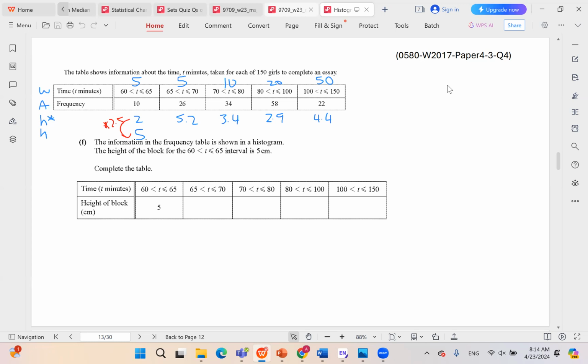So 5.2 times 2.5 gives us 13. And then 3.4 times 2.5 gives us 8.5. 2.9 times 2.5 gives us 7.25. Finally, 4.4 times 2.5 gives us 11. So these are the values that we should put in the table.